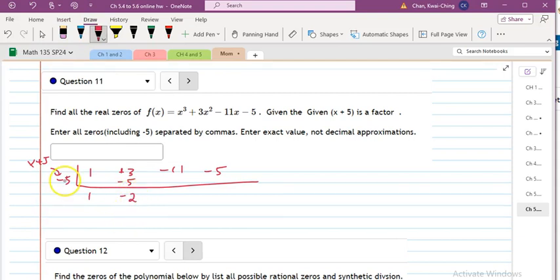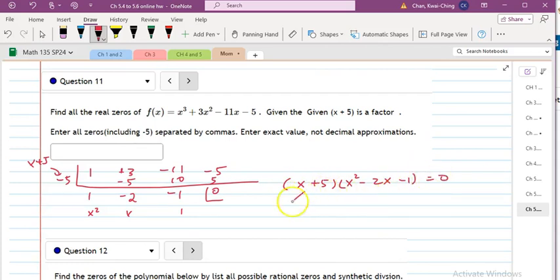Negative 2 times negative 5 is positive 10. Add them is negative 1. Negative 1 times negative 5 is 5. I have a remainder 0, and this is the other factor: x squared, negative 2x, and negative 1. So I can factor my f of x as x plus 5 times x squared minus 2x minus 1. Okay, it's equal to 0.